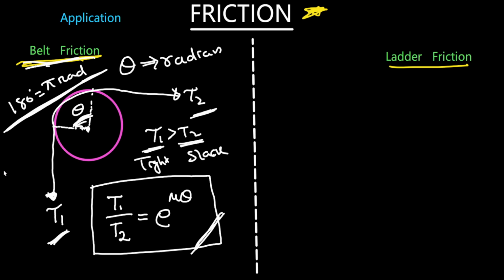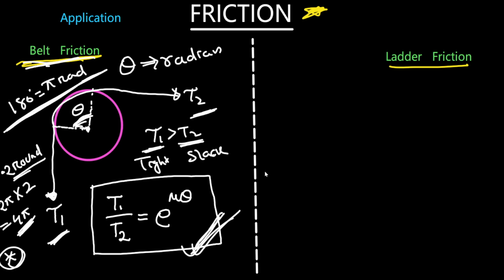If it is mentioned like 2 round, it means the rope is already wrapped 2 rounds plus this angle. 2 rounds means 360 degree two times. So 2 pi is 360 degree, into 2, so you already have 4 pi plus this theta. Whatever the amount of angle, the angle calculation is very important: the number of turns rotated about this pulley. So this is the best formula for short questions.